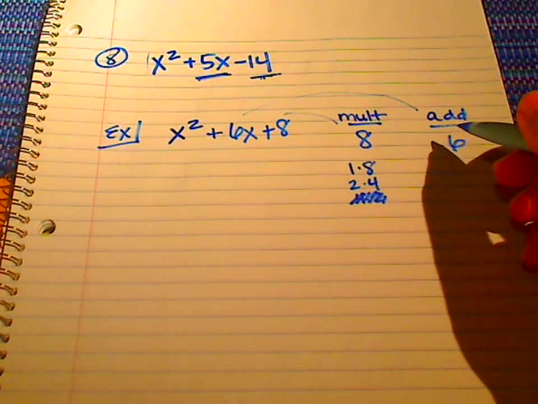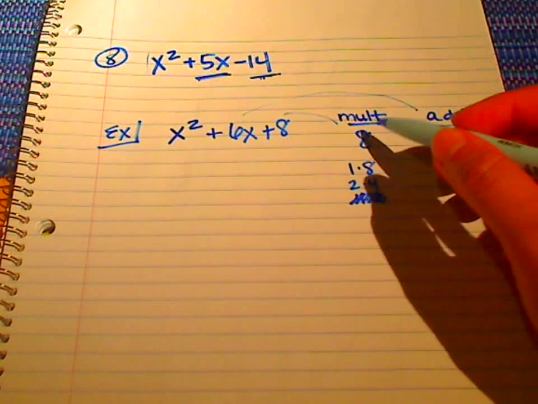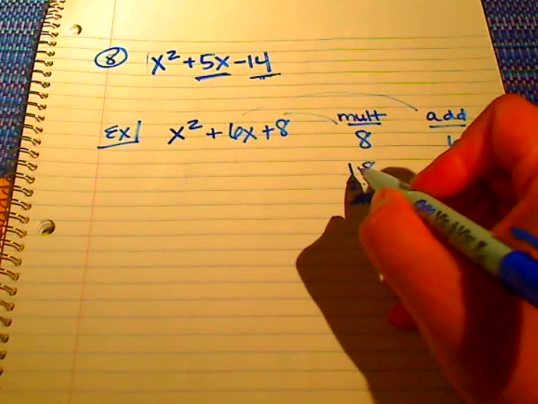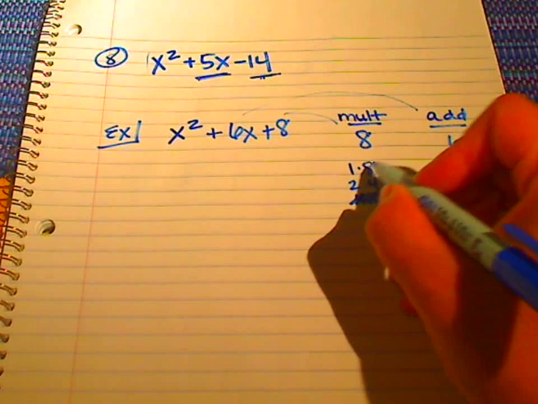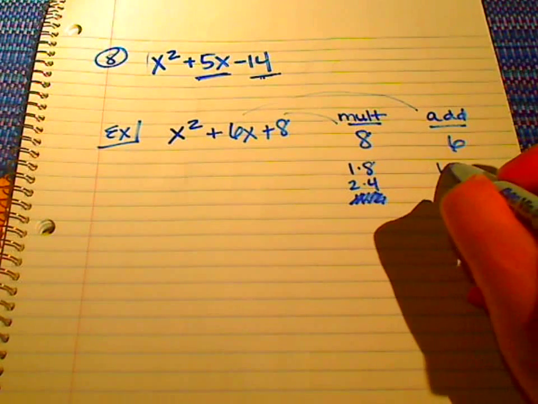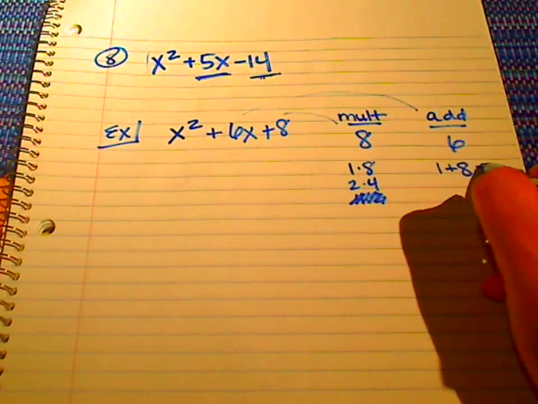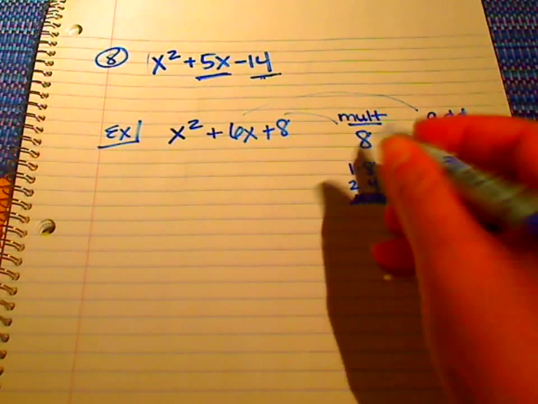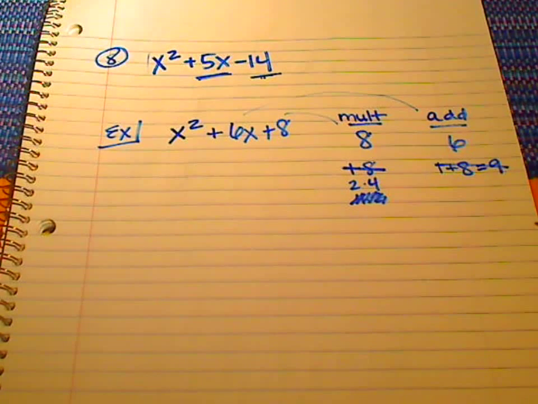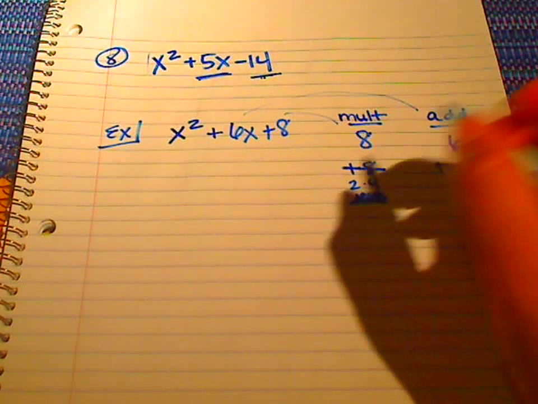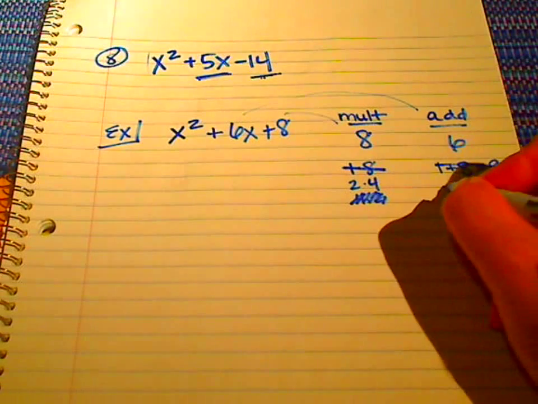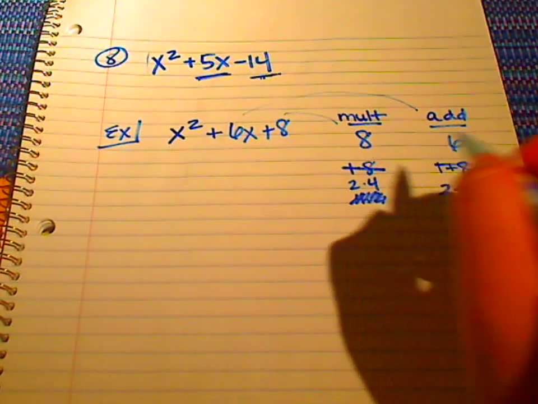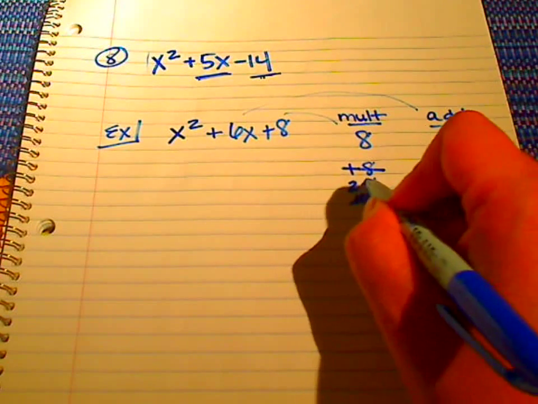For this problem, I did my multiplying. Now I need to do my check. I took the numbers 1 times 8 and they made my 8. So I need to do 1 plus 8 over here. These unfortunately add up to 9, which is not what we're looking for. So I can automatically cross that one out. I don't want that pair of numbers. So I'm just going to double check. 2 times 4 is 8, but 2 plus 4 is 6. So I know the numbers I want to work with are 2 and 4.